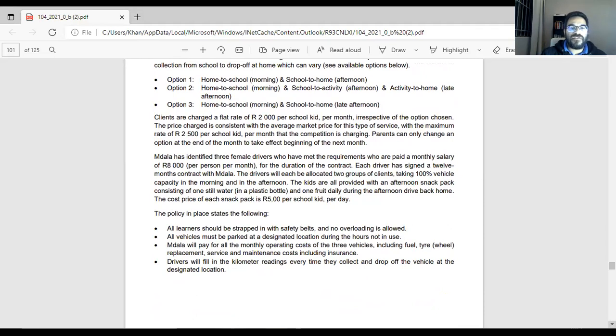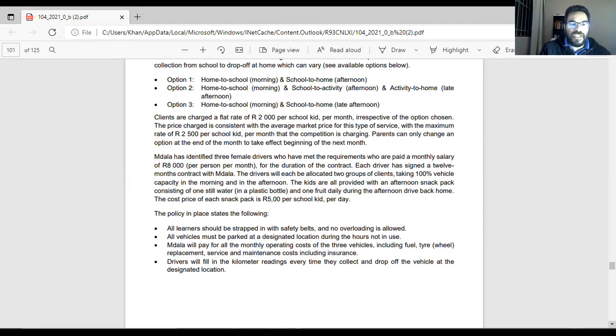Clients are charged a flat rate of 2,000 Rand per school kid per month, irrespective of the option chosen. Okay, that's quite weird, but I guess he's keeping his life easy. The price charged is consistent with the average market price for this type of service, with a maximum rate of 2,500 Rand per school kid per month that the competition is charging. Parents can only change an option at the end of the month to take effect at the beginning of the next month. Okay, so just important information. You can see there are 3 options, but each option brings you the same money. So he's probably not too bothered about the different options.